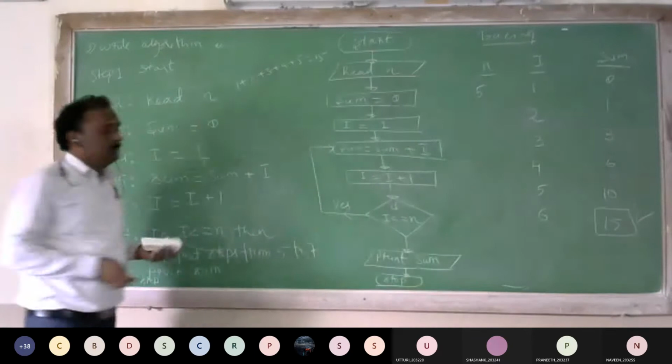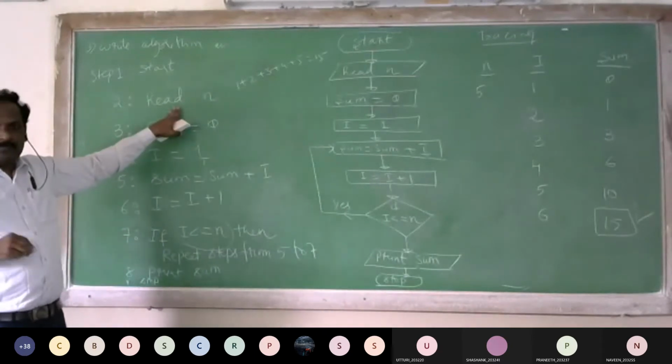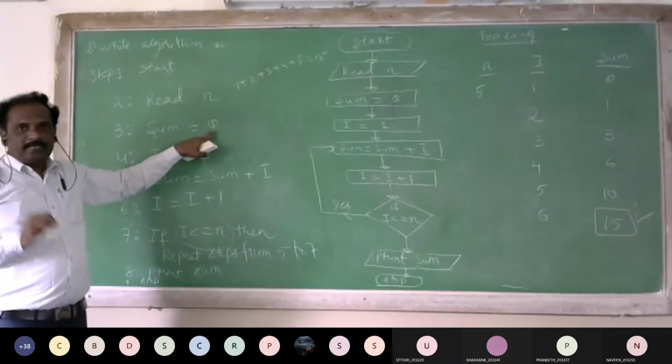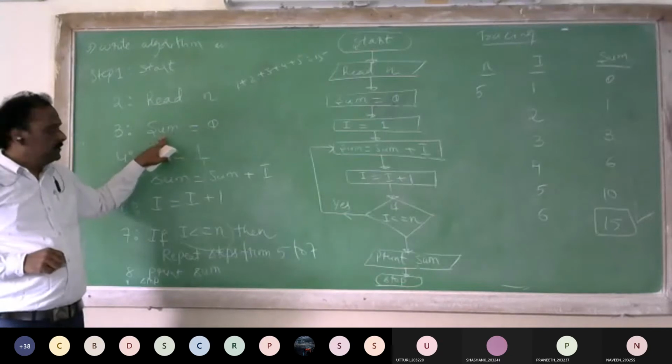So what is the title of the problem? To find the sum of n numbers. So we require the number up to which we have to find the sum. Up to which number? n. What are we calculating? Sum. So before starting the problem, sum will always be 0.